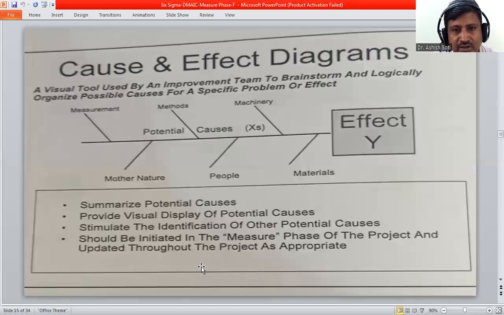So it looks like this. Effect can be dependent on different things: man, machine, material, mother nature, people. So the purpose is, this is the effect Y, it is dependent on X's. We are focused in Six Sigma on finding out the X's and focusing on them. So we use this tool basically in the measure as well as the analyze phase to find out the real problem issues.